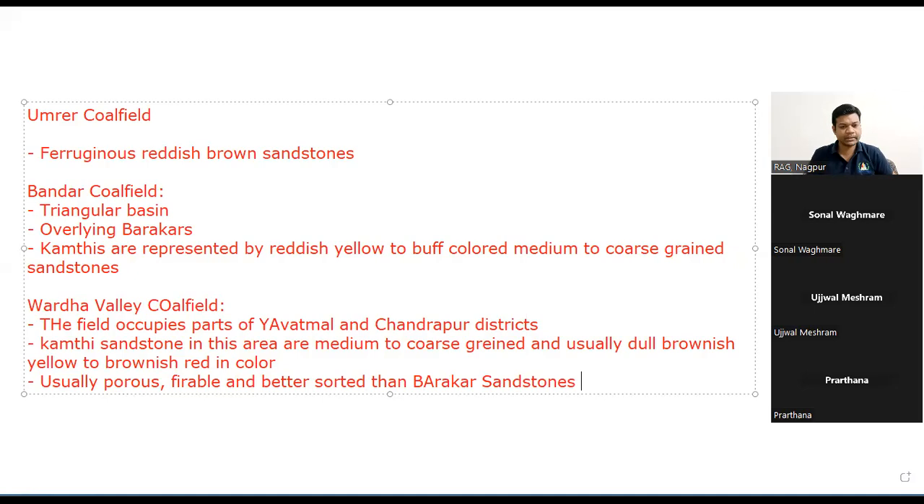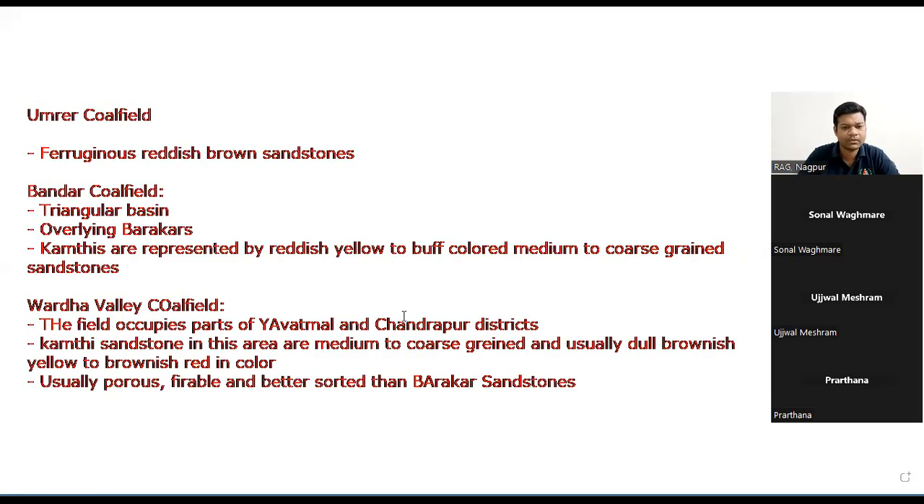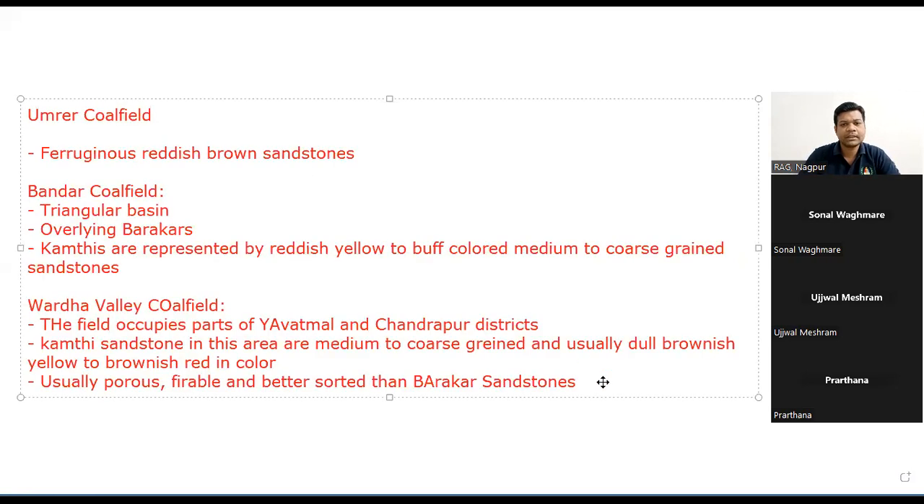Okay, so these are the characteristics of these different coalfields which belong to the Gondwana or the Kamtis of Maharashtra. So Umred coalfield contains ferruginous reddish brown sandstone. It does not have that much exposure of Kamtis, but it has only the sandstones. Then we have this Bandar coalfield which has the triangular basin which overlies Barakar, and Kamtis are represented here by reddish yellow to buff colored, medium to coarse grain sandstones.